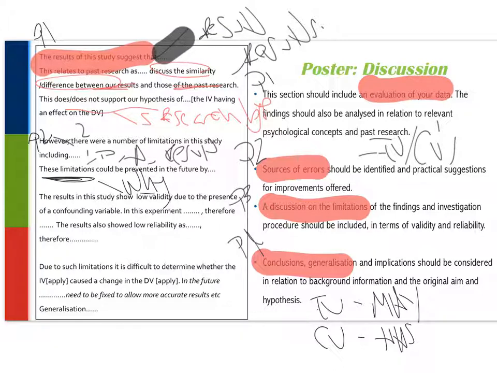So the third paragraph is when you would talk about the limitations holistically. So you would talk about your validity and your reliability.